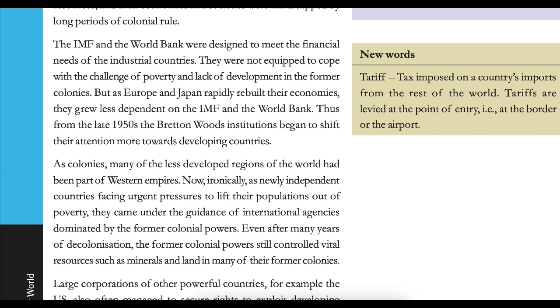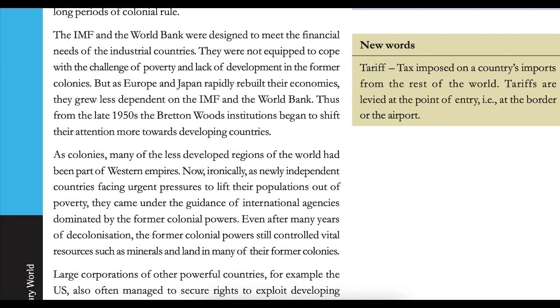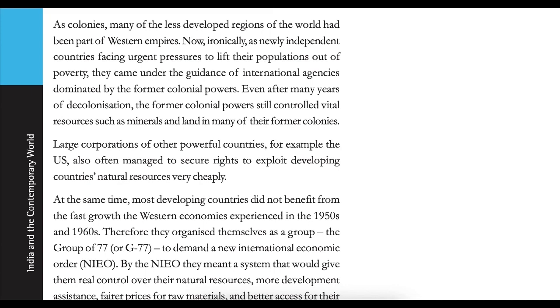But as Europe and Japan rapidly rebuilt their economies, they grew less dependent on the IMF and the World Bank. Thus, from the late 1950s, the Bretton Woods institutions began to shift their attention more towards developing countries. As colonies, many of the less developed regions of the world had been part of Western empires. Now, ironically, as newly independent countries facing urgent pressures to lift their populations out of poverty, they came under the guidance of international agencies dominated by the former colonial powers.